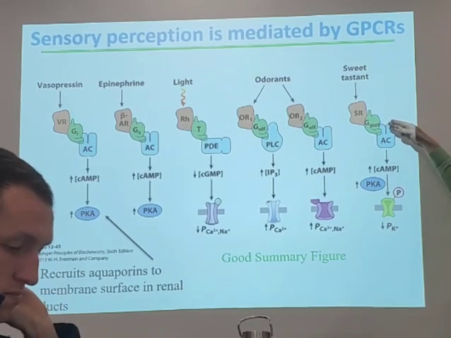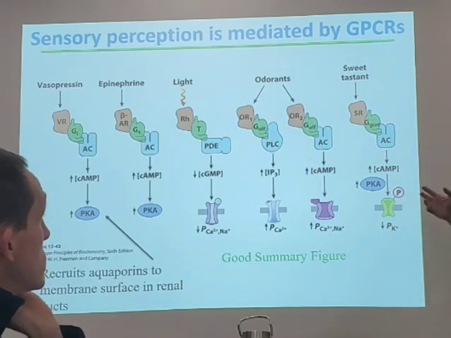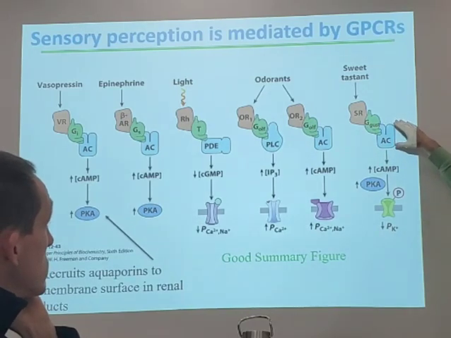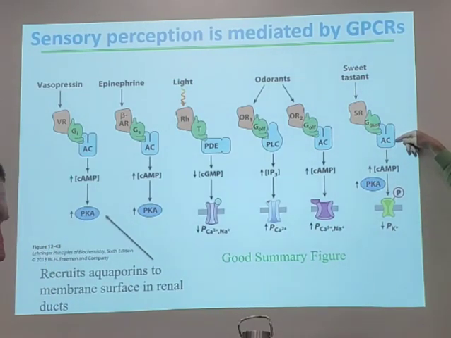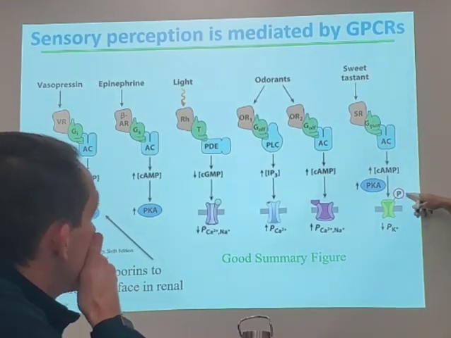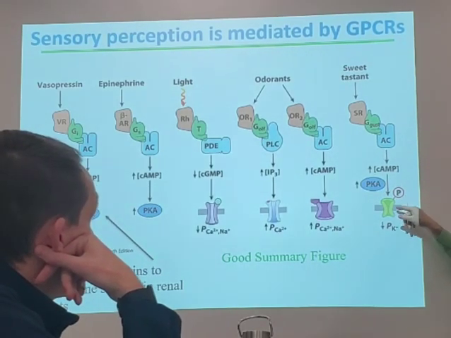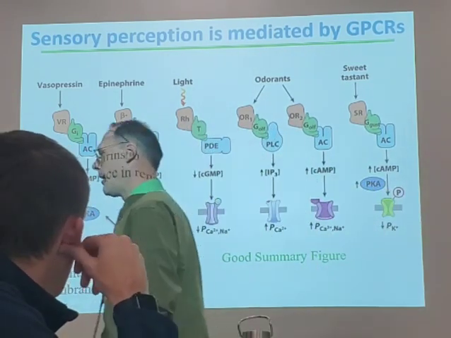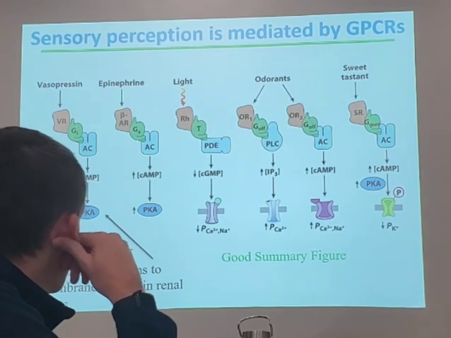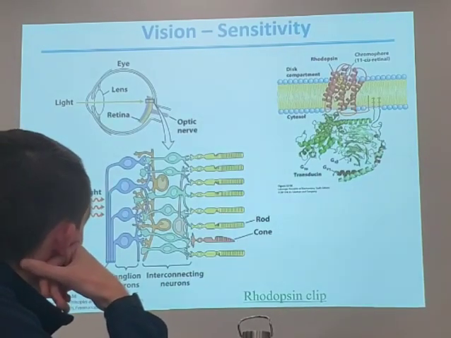Here we're talking about sweet taste. By the way, there are ones that are not GPCRs that also function in your taste buds. Here we're talking about the sweet taste, and it happens to affect adenyl cyclase, raising cAMP, causing PKA to go up, which actually phosphorylates a channel, and that leads to closing that channel, okay? So all of these are downstream targets. This is the summary one I'd have you know.